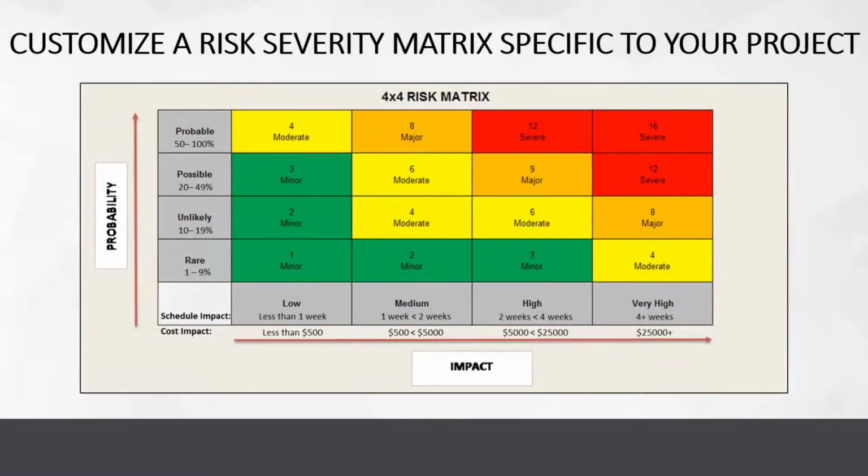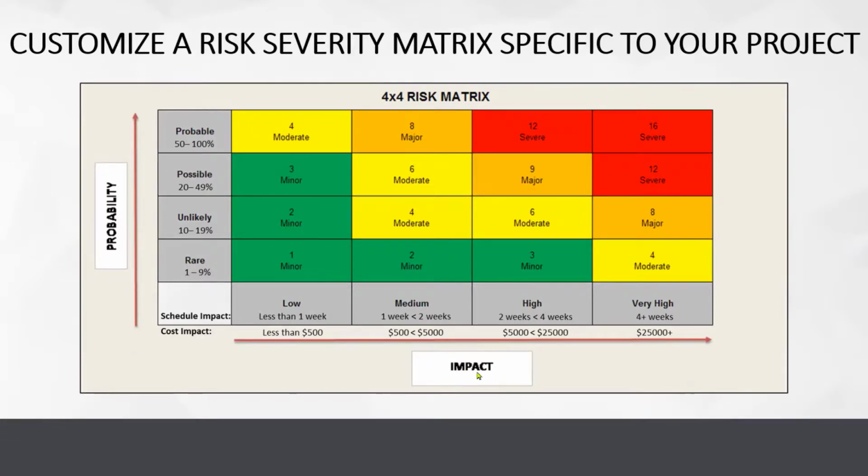Now, before I wrap up today, I want to show you that risk severity matrix that I was referencing earlier. I always recommend that project teams create one of these that is customized to their project so that they know that they're speaking the same language when they are identifying and analyzing risk. It's pretty simple to create. Again, we've got the probability on the left-hand side. That's the percentage. So how likely is it that this risk is going to turn into an issue?